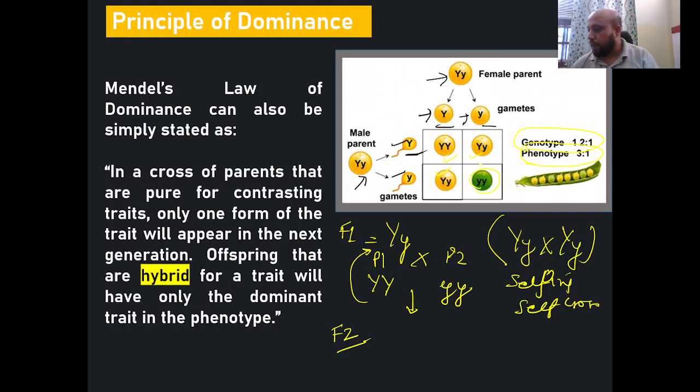With this, I will stop here, and maybe in my next lecture I will continue this discussion of the principle of segregation, the principle of independent assortment and the dihybrid cross ratio.